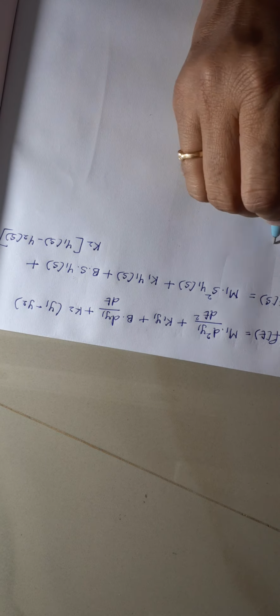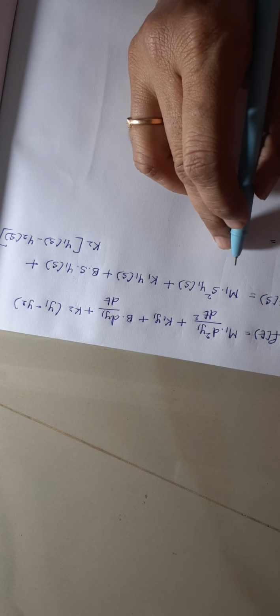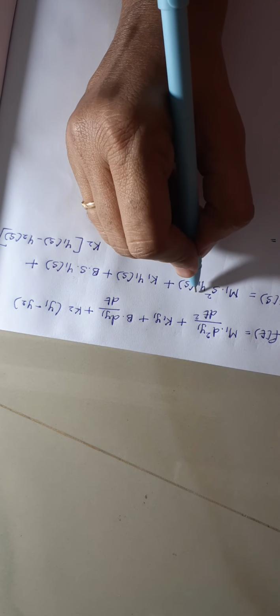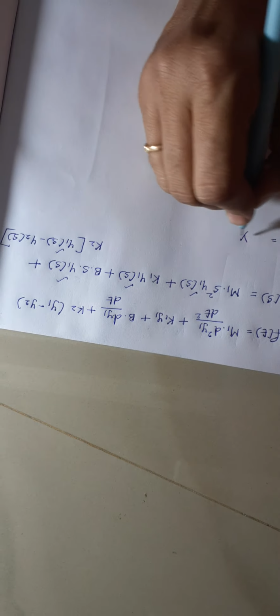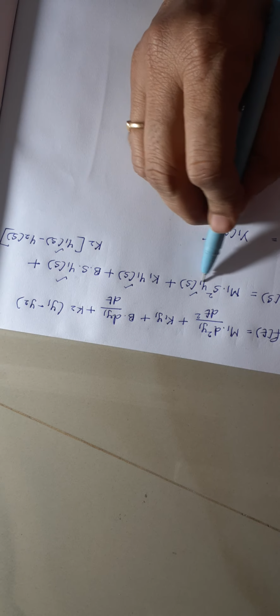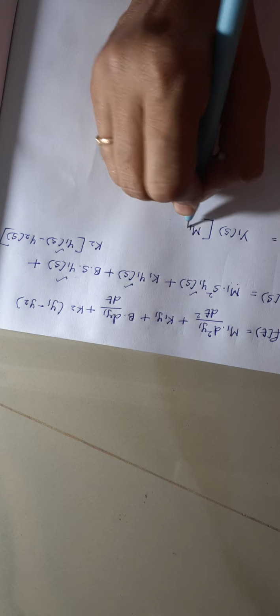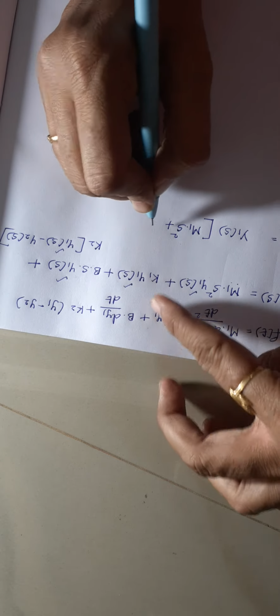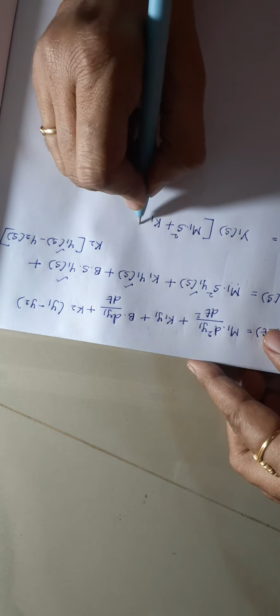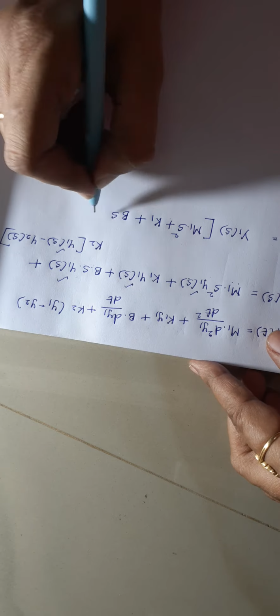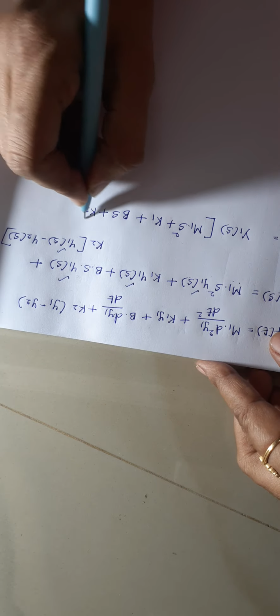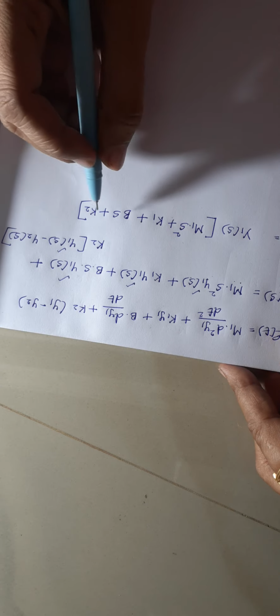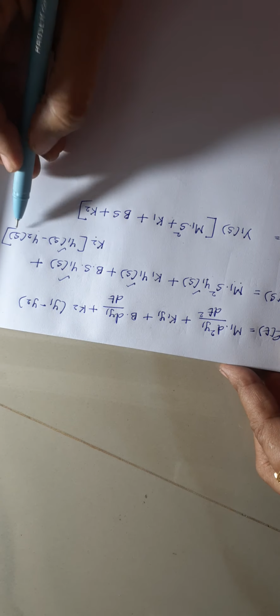Here I am taking the common terms outside, that is, this expression contains Y1(s) in several places, so I take Y1(s) commonly outside. The remaining terms will be m1 s², so just write as such m1 s². From here it will be k1, from here b s, and from here k2. And the remaining term will be k2 into minus Y2(s).